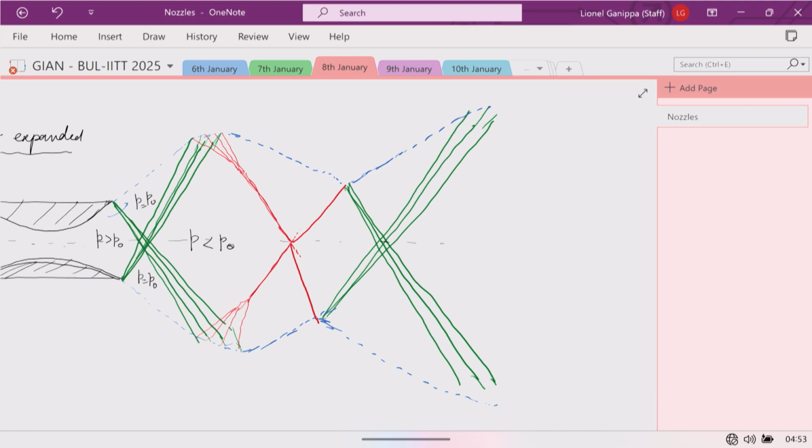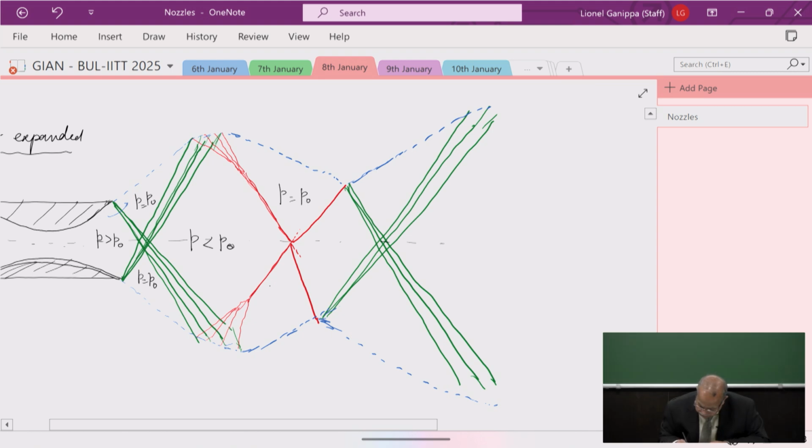Now here, as the flow jumps, the pressure will increase to P naught. And then again, pressure will increase, then it will be greater than P naught. Then the expansion fan comes. The pressure will be equal to P naught here. And then pressure will be less than P naught.